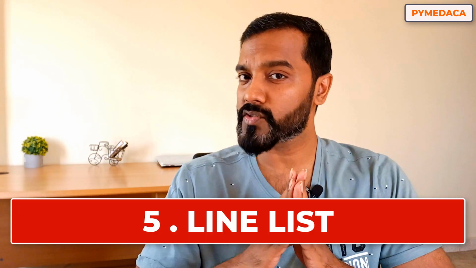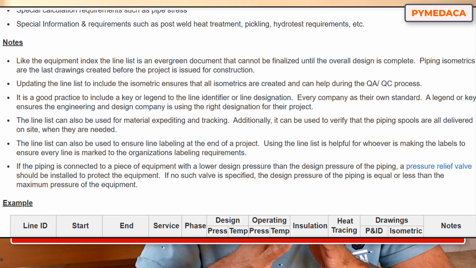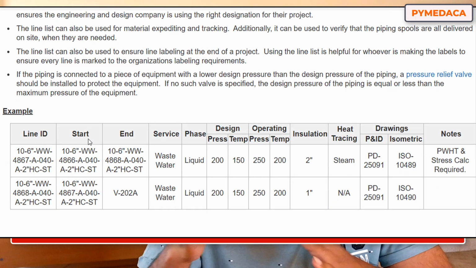The next one is the line list. So what does the line list show? The line list shows the details of the lines that are being modified.